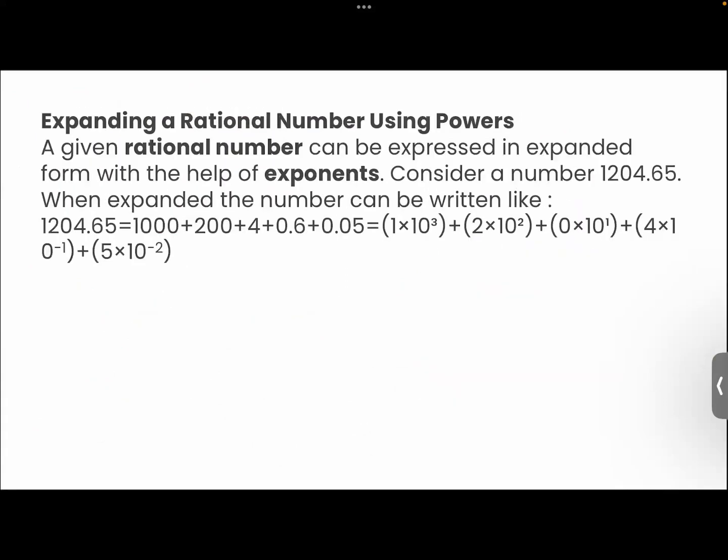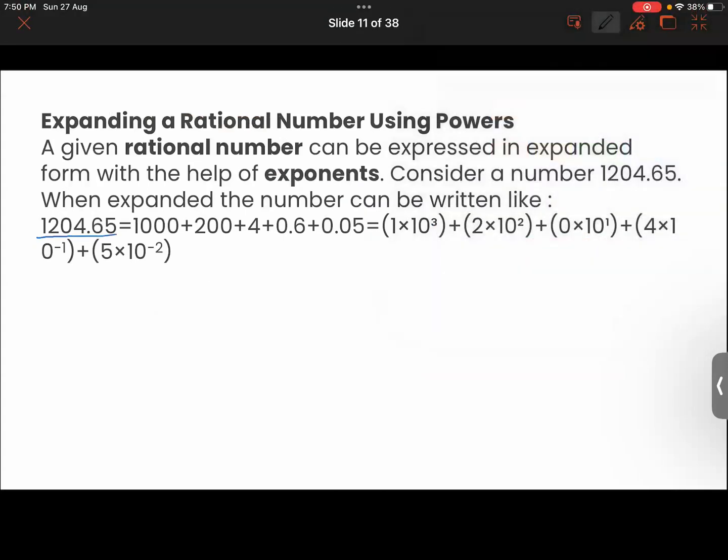Here you have a number in decimal form. We have all been studying expansion of numbers since childhood. Take 1204.65. If you were to expand it, you can expand it like this: 1000 plus 200 plus 4. Let me write it over here if it's not clear. Plus 0.6 plus 0.05.